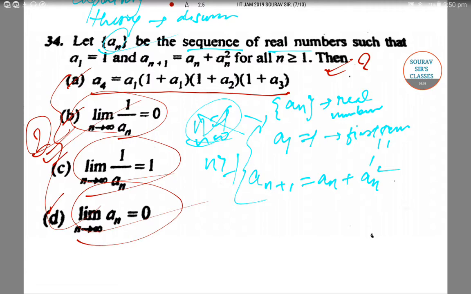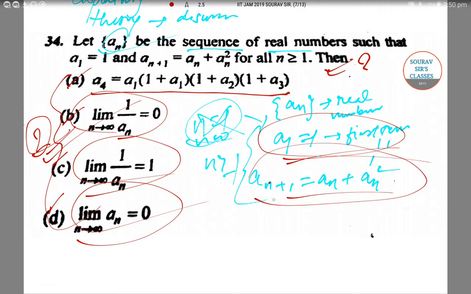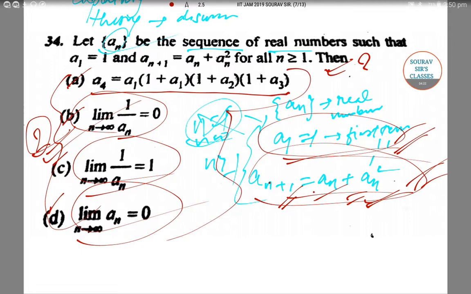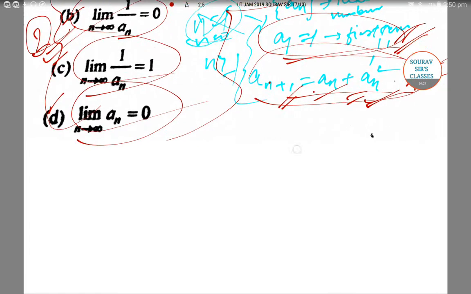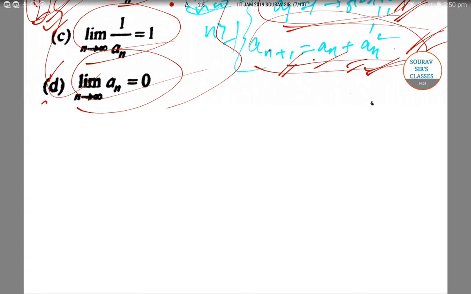We are provided with a1 equal to 1, that's the first term. We are provided with the nth term, and the term after the nth term should be equal to the nth term plus the square of the nth term. Let's see on which of these cases these two conditions hold. So we are moving to the solution part of this video.